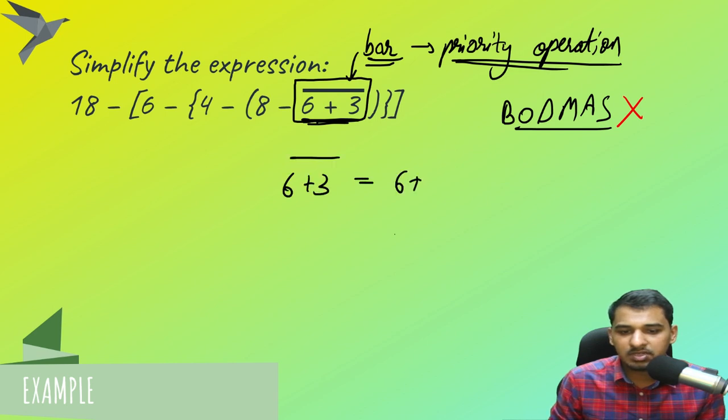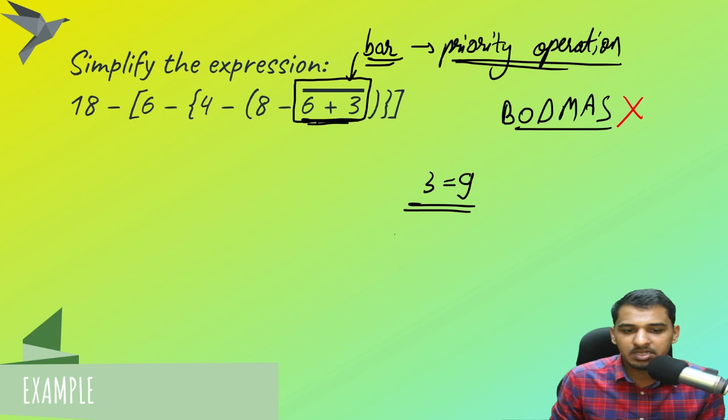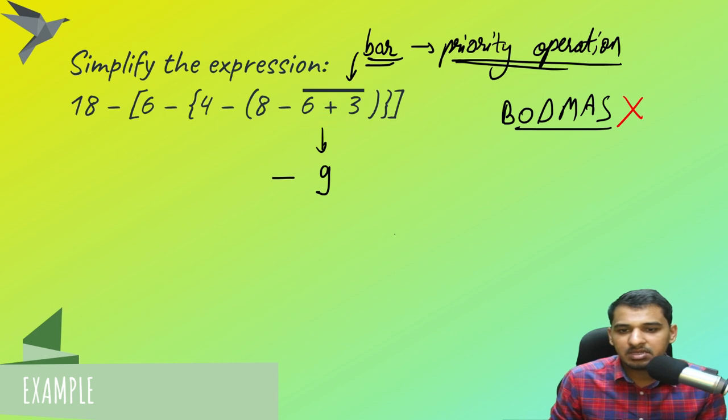So I will do 6 plus 3 first, which comes out as 9. Please remember, you will have to perform the bar operation first. So 6 plus 3 comes out as 9. Let me write this 9 here as it is, and then this minus sign. And please remember, this minus sign is outside the bar. This is not minus 6 plus 3. Don't do it like this, minus 6 plus 3 bar. This minus sign is outside the bar here.